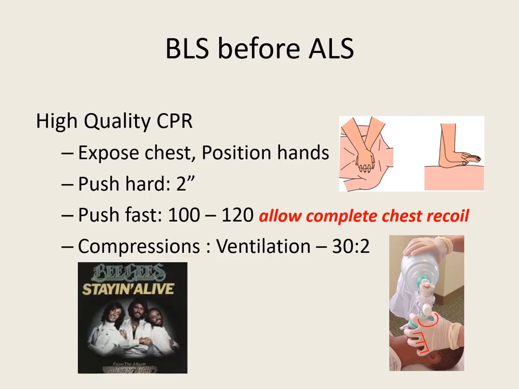Your compression to ventilation ratio is 30 compressions to 2 ventilations. Make sure you have that good CE clamp and you're giving that breath over 1 second. And breathe and breathe. Remember, the pace you need to be going is to the beat of Staying Alive. If you don't know 70s disco, then find yourself a metronome on your phone. There's all kinds of apps out there to keep pace for this 100 to 120 rate.